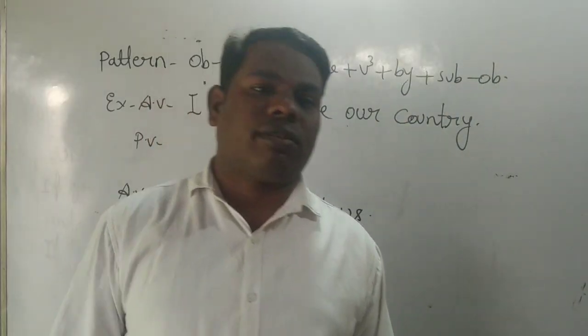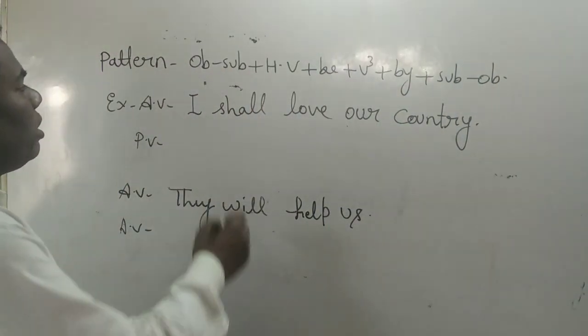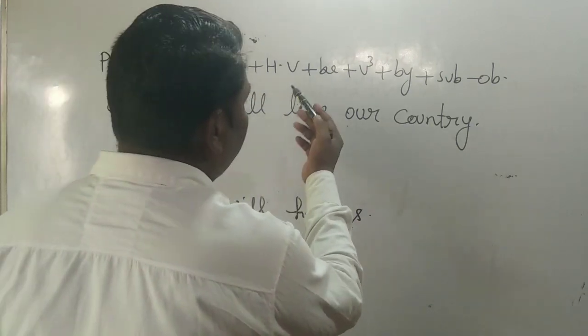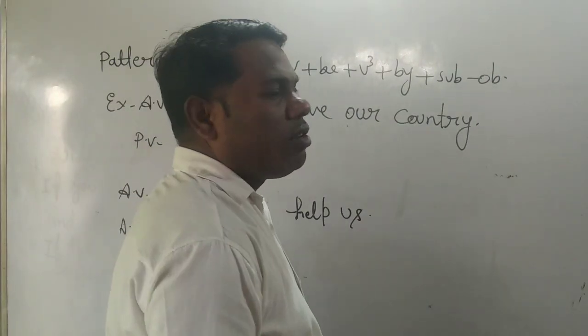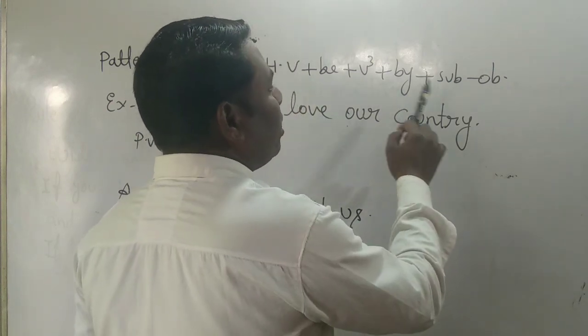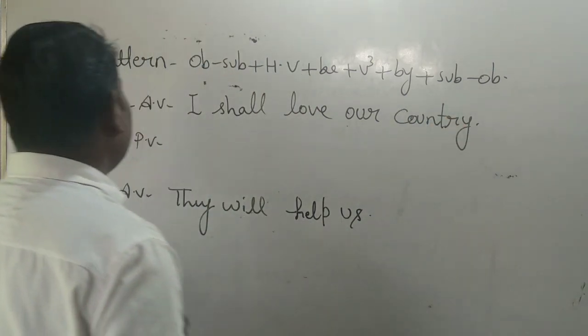So let us watch the pattern. Our pattern is object to subject, then HV, and then be, then V3. V3 means third form of the verb, and by, then subject to object.